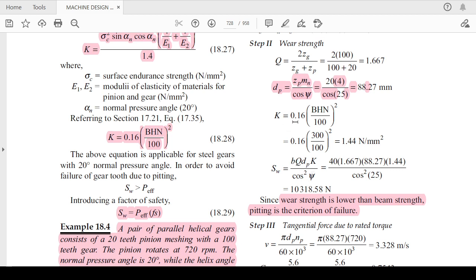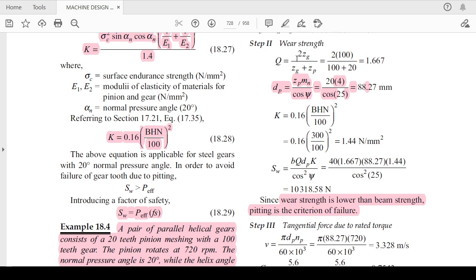The value of K is 0.16 times BHN by 100 whole square. BHN is given, so you can easily calculate the value of K. dp is ZP mn divided by cos psi. ZP is the number of teeth, not virtual. This is the actual number of teeth of the pinion, which is 20. Mn is given, and cos psi you can keep. The value of psi is given, means the helix angle is given as 25. You have to keep it and calculate the value of dp, which is the pitch circle diameter of the pinion.